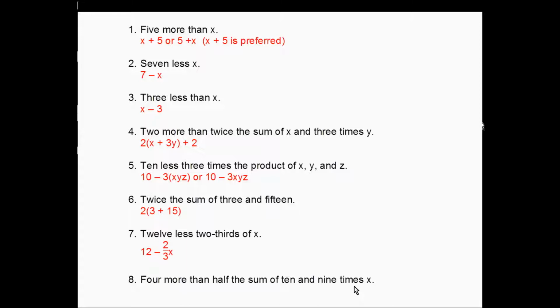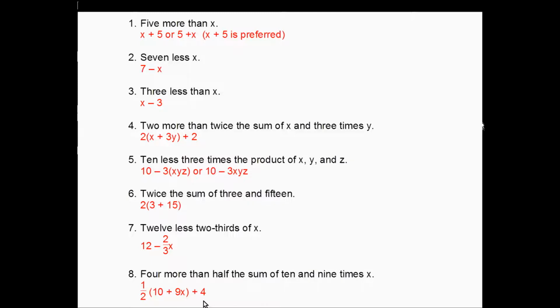Number 8, 4 more than half the sum of 10 and 9 times x. So I got 4 more than something, so I'll have plus 4 on the end. I want half the sum of something, so 1/2 outside parentheses, and inside 10 and 9 times x. So 10 plus 9x. So 1/2 times 10 plus 9x, plus 4. And again, don't distribute. You're not making any attempt to simplify or solve.